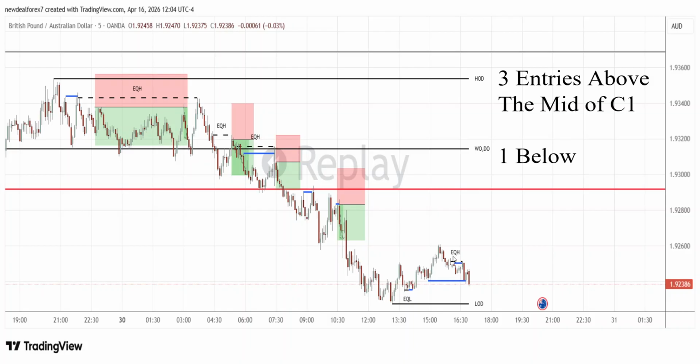Okay. Even with these equal highs right here, nah. So, it didn't give you much. Okay, but you had three to the upside, right? But that's all you're looking for right here. Sweeps and equal highs when you're short. Above the middle of candle one.